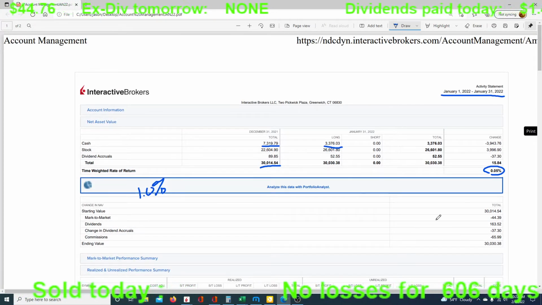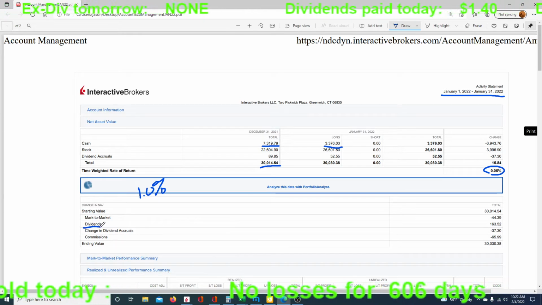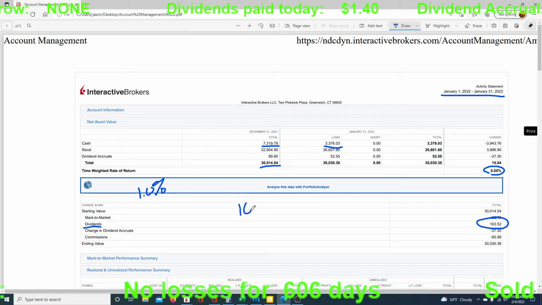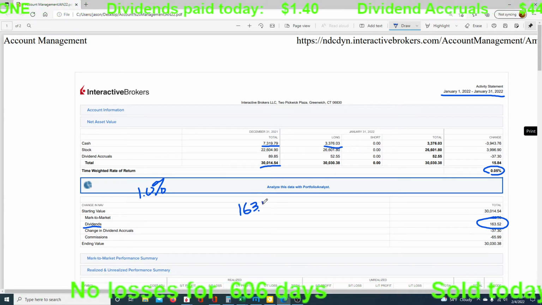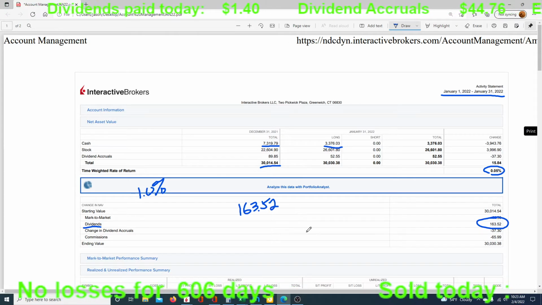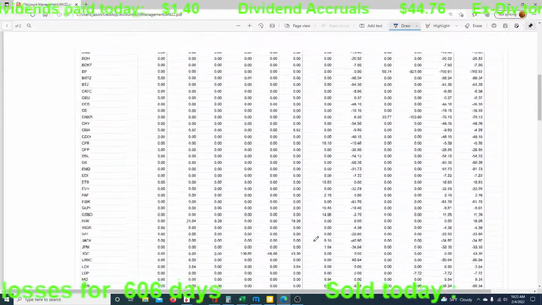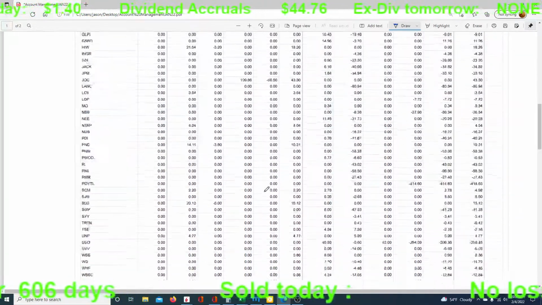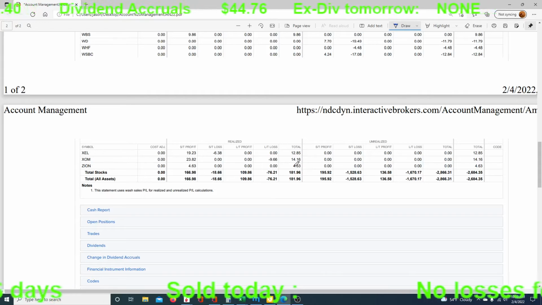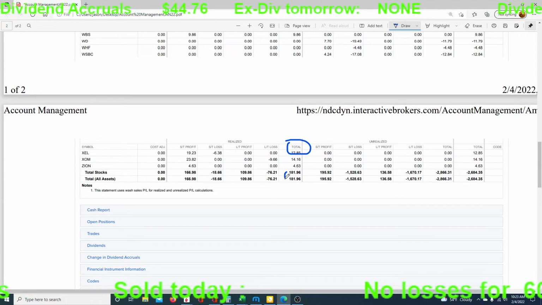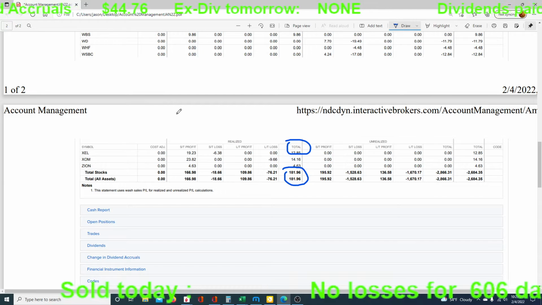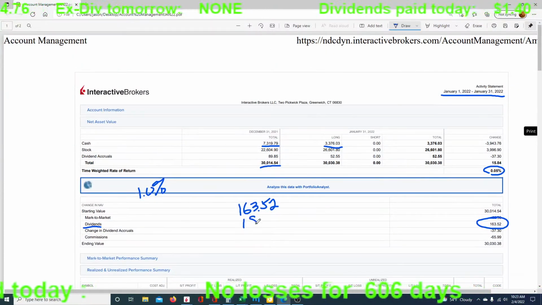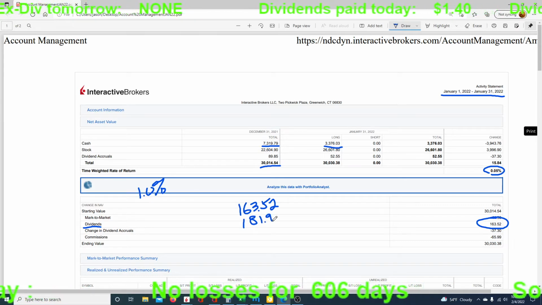Let's see here. So what we're looking for, we come down here to dividends, right? We have 163.52. And we're going to search down here, and this is realized and unrealized performance gains. Right, so we come down here to the bottom, we see in the total column right here, we have a positive 181.96. We come back up here, 181.96.